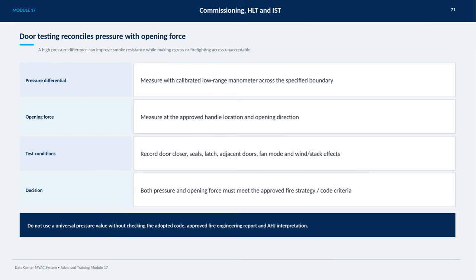The final decision depends on ensuring that both the pressure differential and the opening force meet the criteria set out in the approved fire strategy and relevant codes. Remember, there is no one-size-fits-all pressure value. You must always consult the adopted code, the fire engineering report, and the authority having jurisdiction's interpretation to get it right.